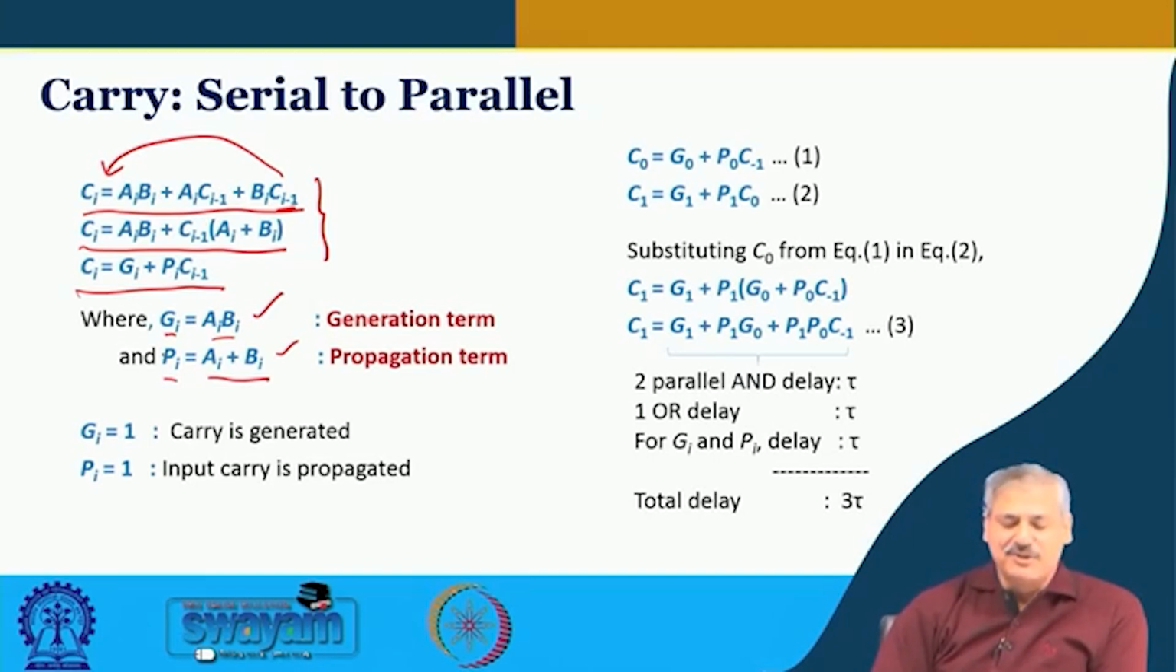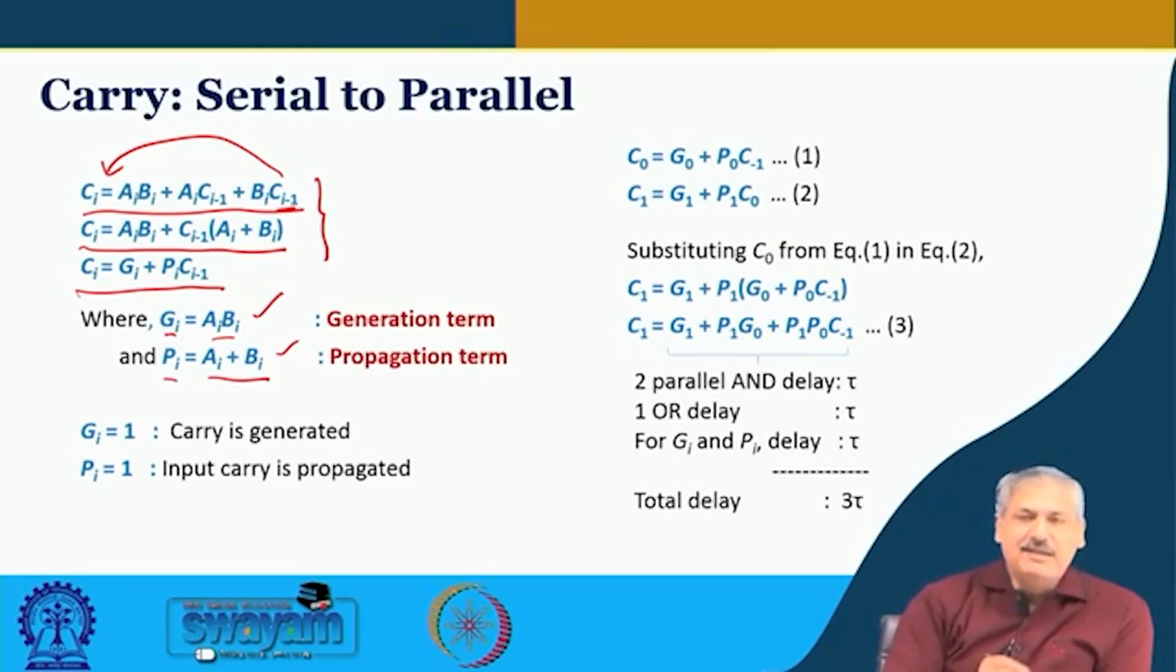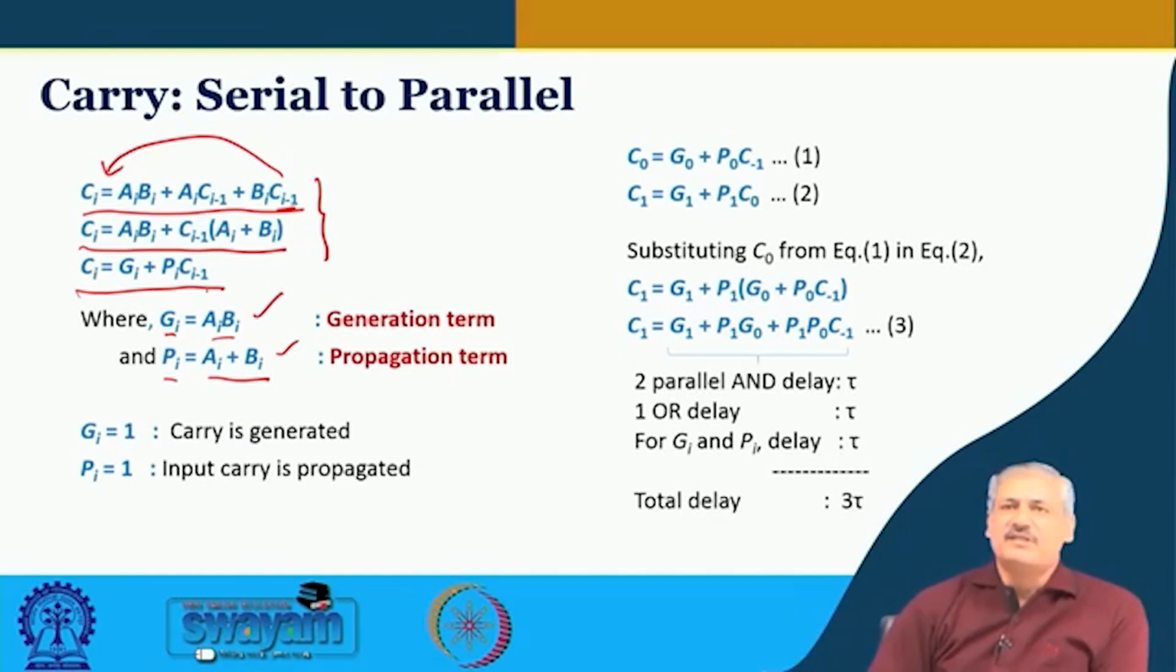Why are they called so? Generation term: if G I is 1, then carry will be generated at that stage. It does not matter whether a carry was there in the previous stage or not. If both A I and B I are 1, then C I will be 1. It does not really matter whether the previous stage is generating any carry or not. So, that is why it is called the generation term.